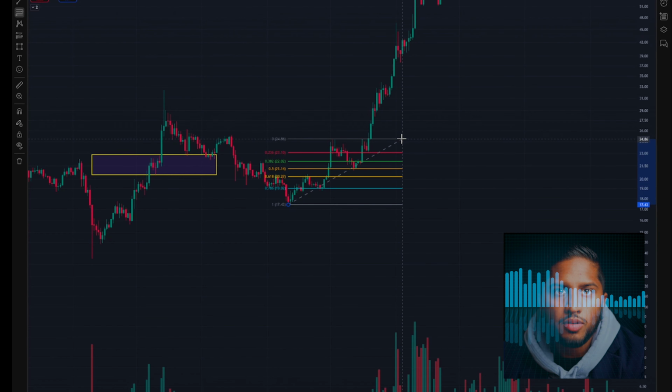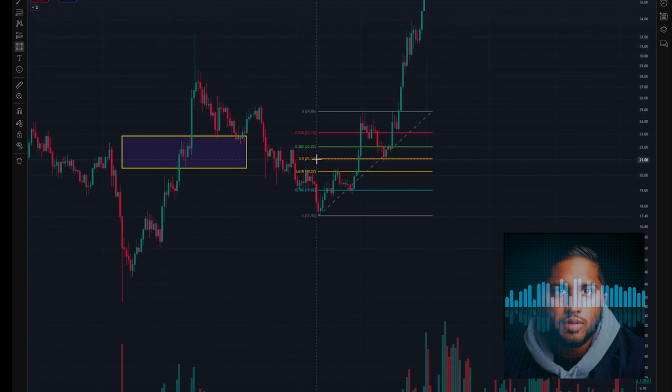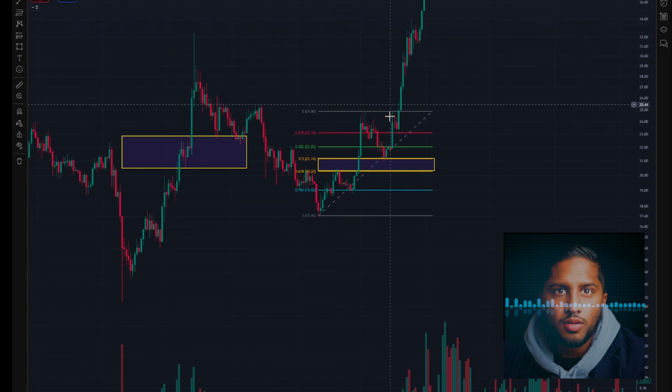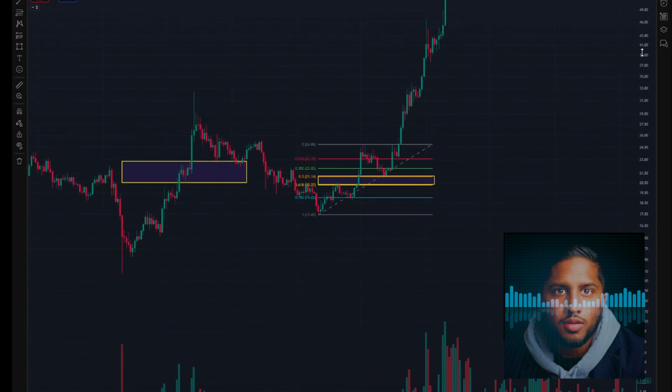I'm just moving it across so that we can see everything closely. Let me zoom in. Let's draw our golden zone right there. And so what do we notice here? We notice that when it makes this move, it comes back. It taps this golden zone and it does this very parabolic move. That would have been a great entry. That is a huge move.